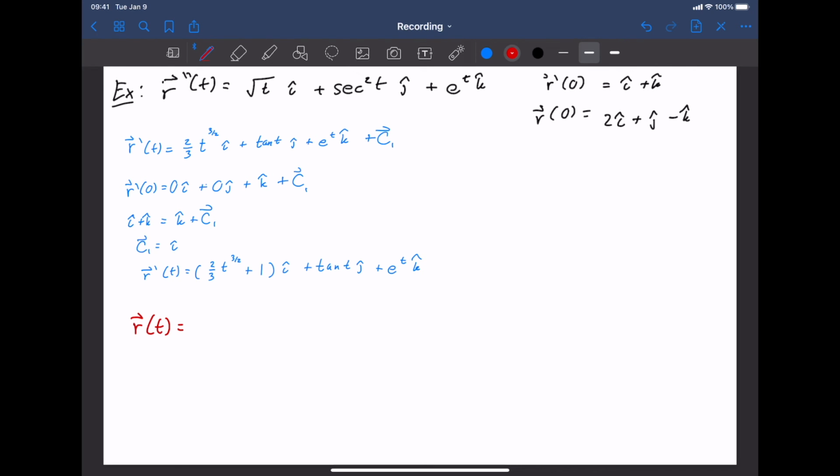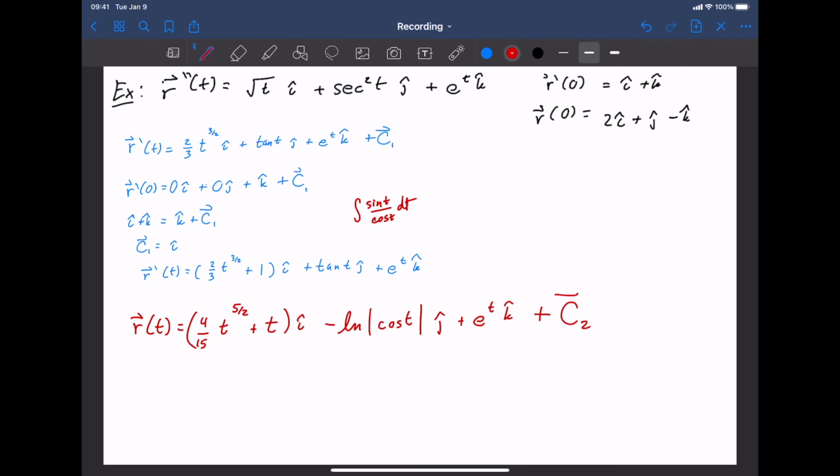Can you integrate this? You might have to look up tan. It involves a natural log. 3, 2, 1. Add 1 to the power is t to the 5 halves. Multiply by the reciprocal, that's 2/5. So we're talking about 4/15, plus t, integral of 1 in the i direction, minus natural log, absolute value, cosine t, because we're talking about the integral of sine over cosine. And so it's a log substitution. You're really supposed to remember that rule. If you have to look up that rule, it's probably not the worst thing in the world. Plus e to the t in the k direction, plus another constant of integration.